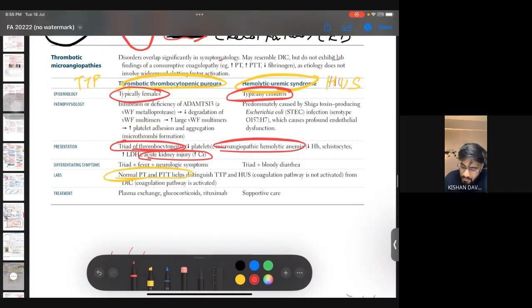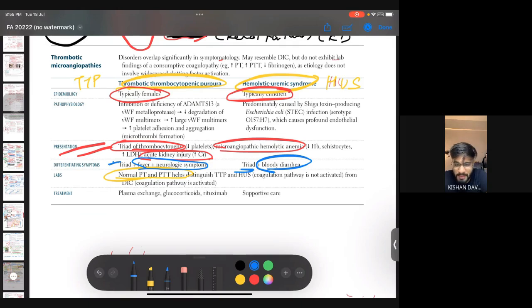Coming to the acute kidney injury, it means renal failure, or whatever we studied in renal pathology. This has to be common in both of them. What is different here is that in TTP there will be the triad plus fever plus CNS symptoms, whereas in HUS there will be the triad plus diarrhea.